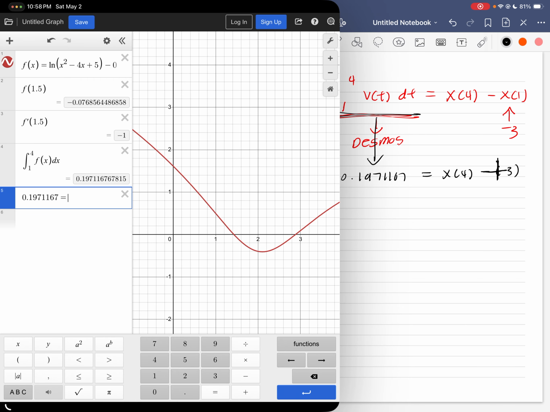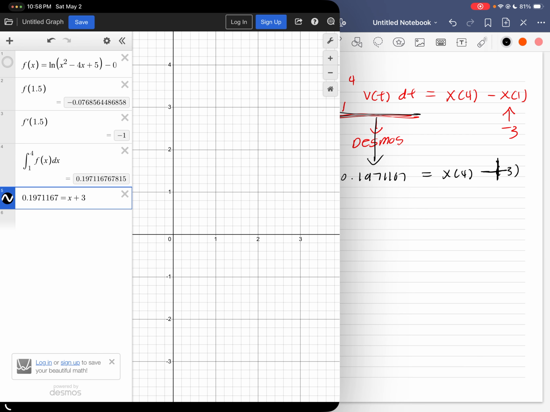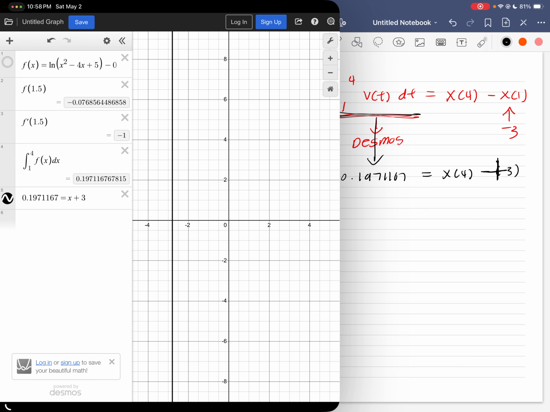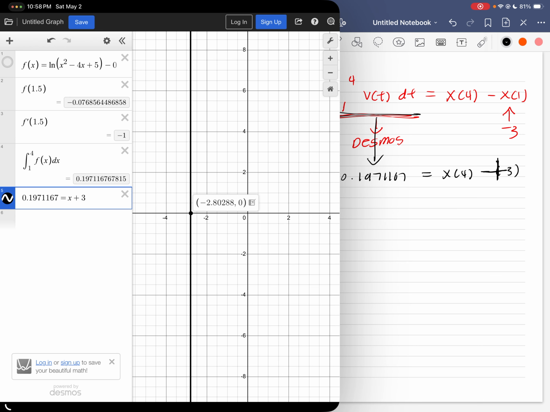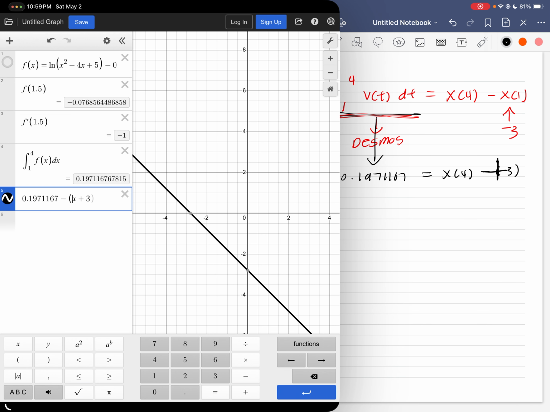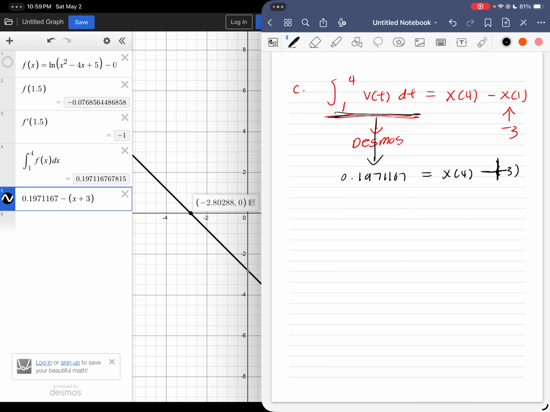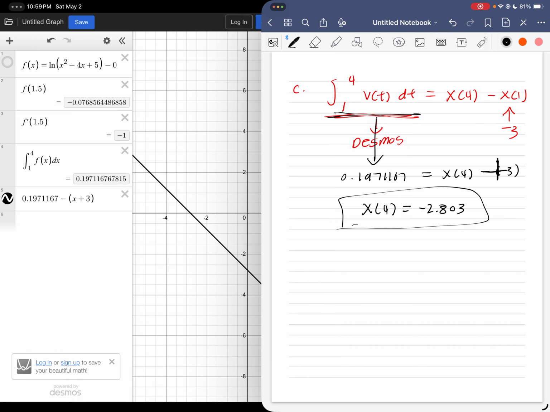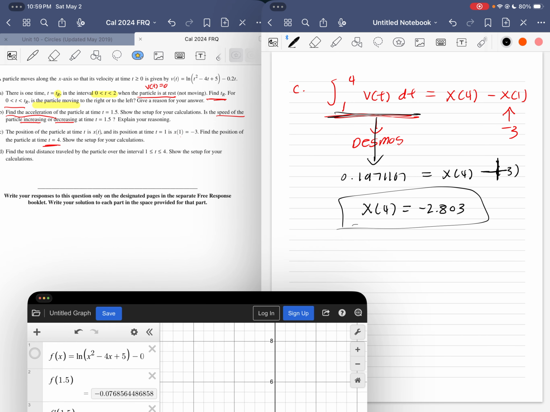0.1971167 equals, instead of x of 4, I'm just going to use x plus 3. Again, I'm going to close here. Okay, I can click it because it's more than one term. But again, keep that in mind: if you cannot click it, change it to the minus and put parentheses. Still, you're going to get the same thing. So x of 4 is equal to -2.802 or 803, whichever makes you happy. Right? Okay, so that's it.